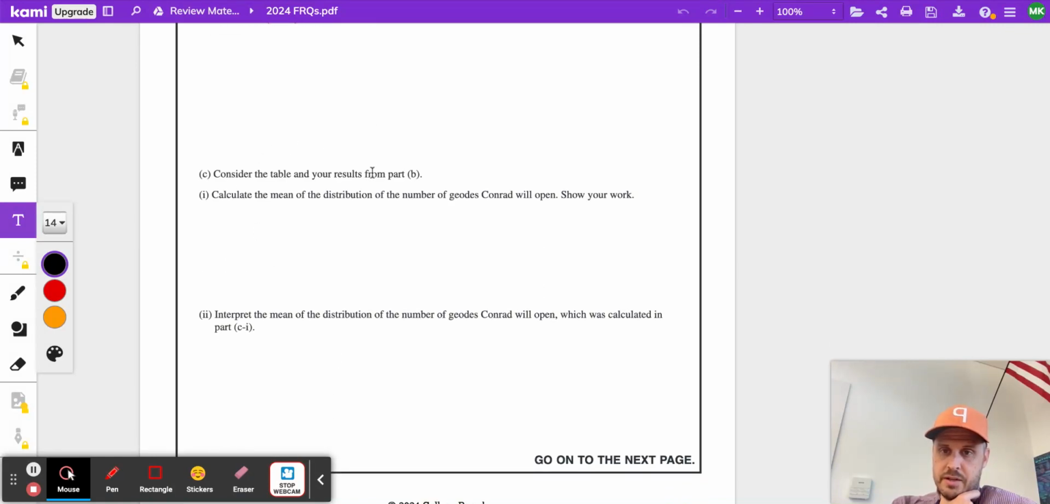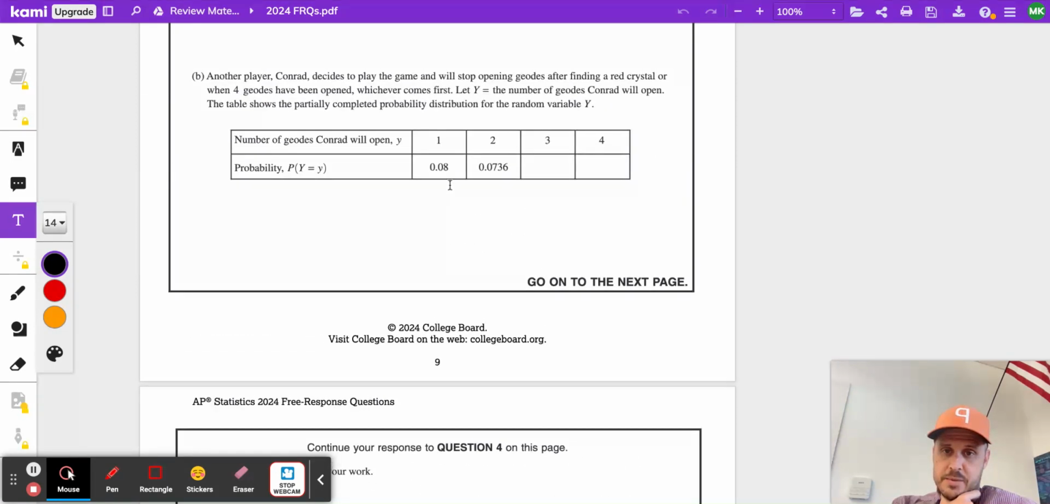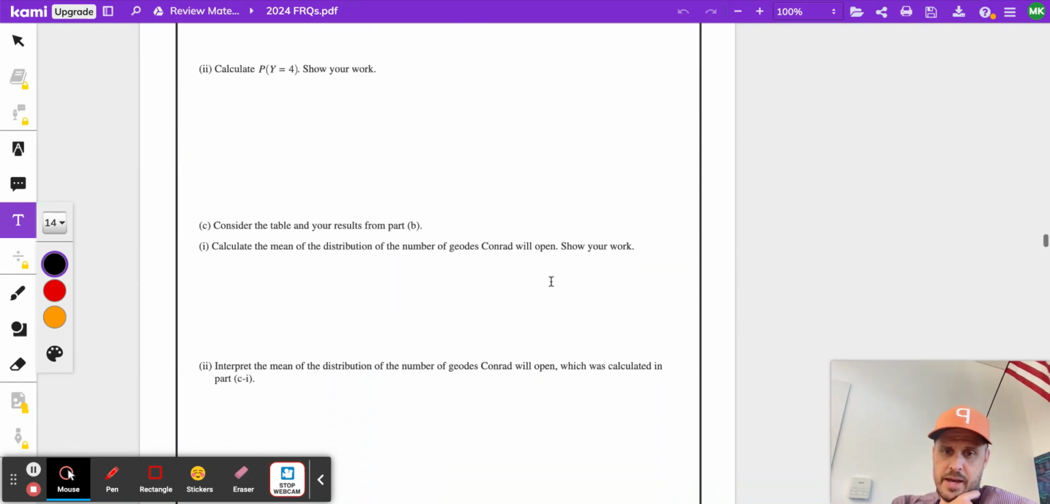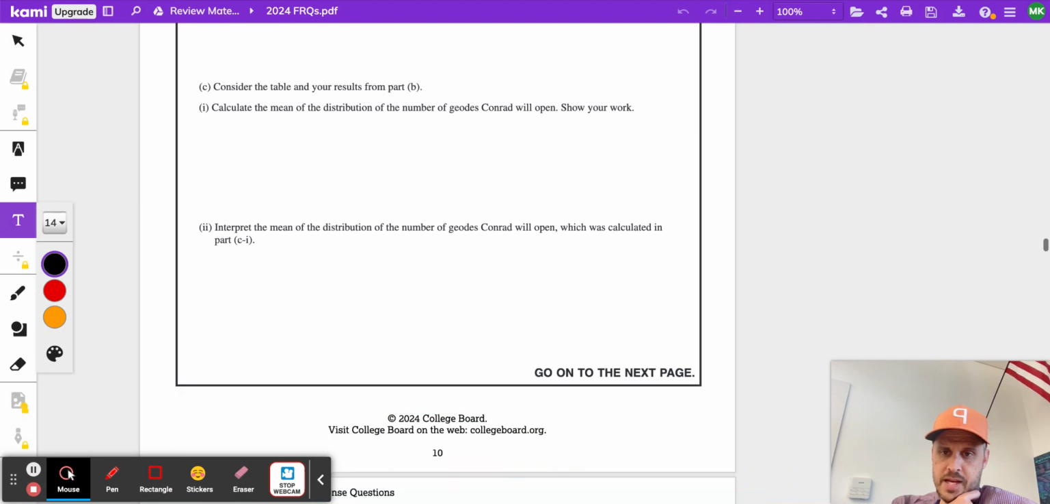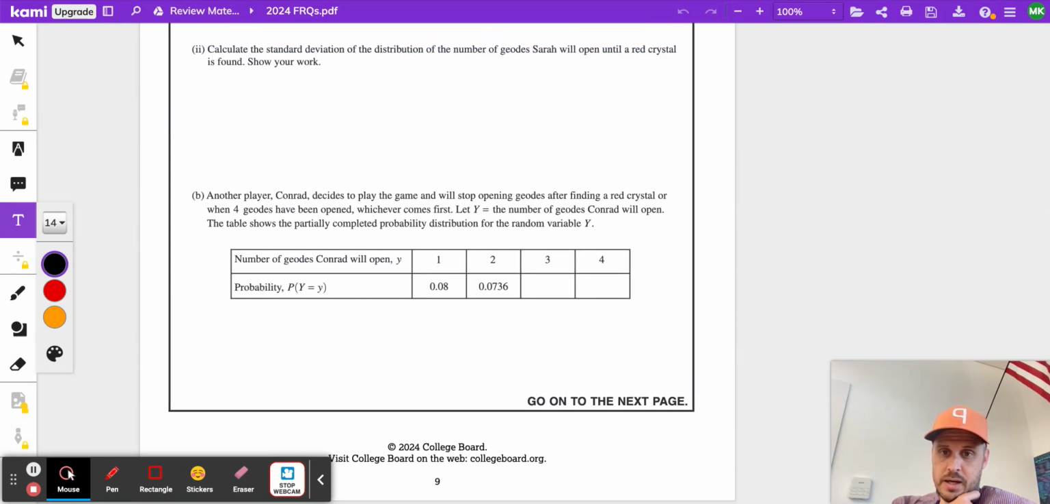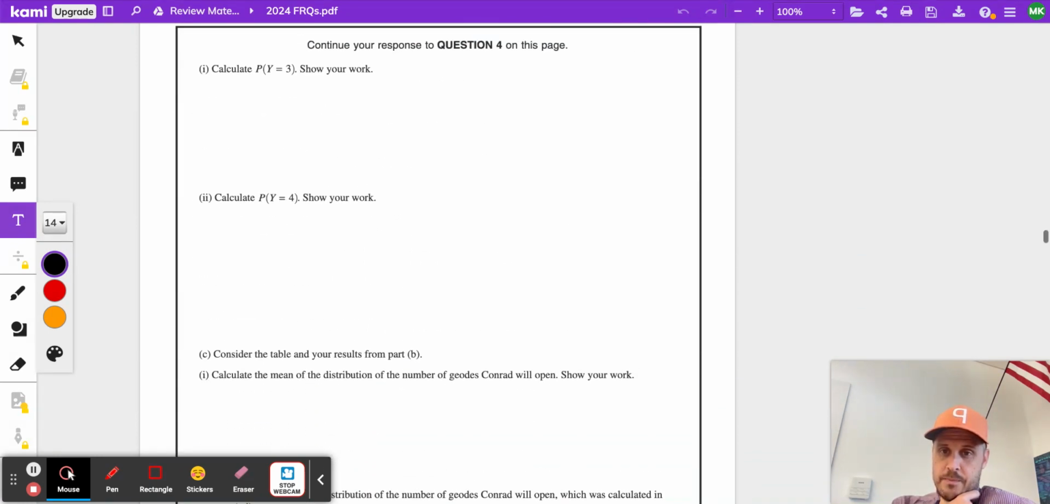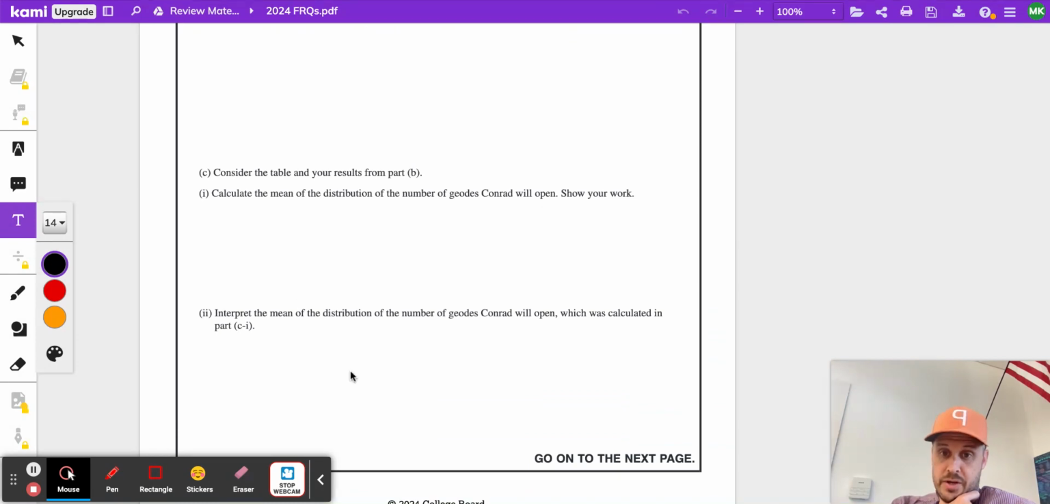Easy. Consider the table and your results from part B. Calculate the mean of the distribution. If you just do x times p, for each value, and add those up, that's going to be your expected value. And then interpret the mean of the distribution of geodes Conrad will open. So in the long run, if he did this game many, many times, he would average whatever number you got here, number of geodes that he would open per game.